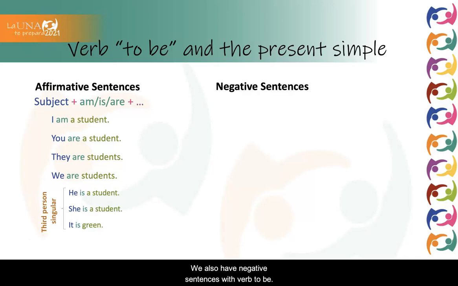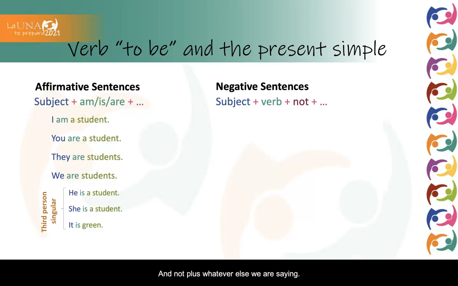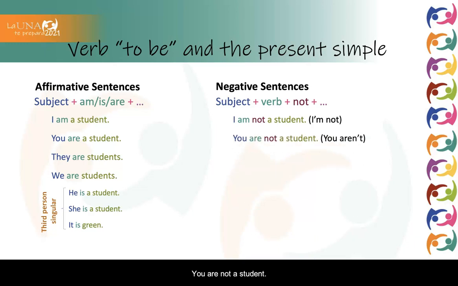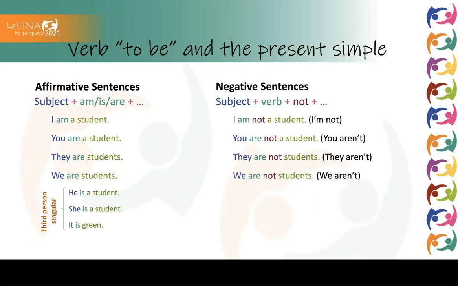We also have negative sentences with verb to be. For them, we need the subject, the verb in one of these forms, depending on the subject, and not plus whatever else we're saying. For example, I am not a student, or you can also say I'm not in the short form. You are not a student, or you aren't a student. They are not students, or they aren't students.